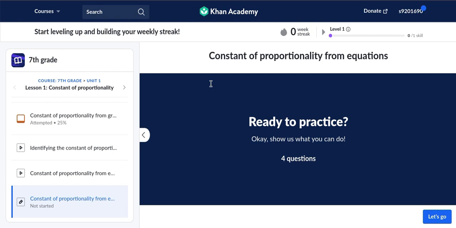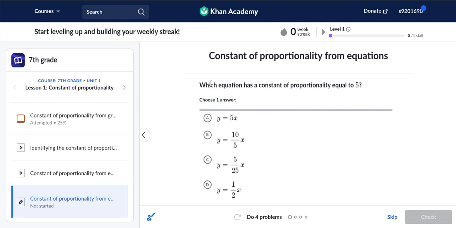Anyways, I attempted this. Yep. Okay. Which equation has a constant of proportionality equal to 5?